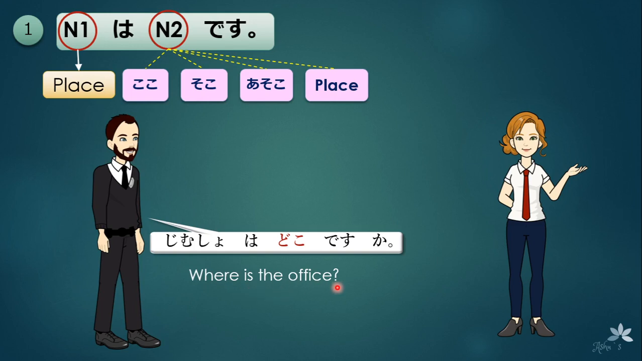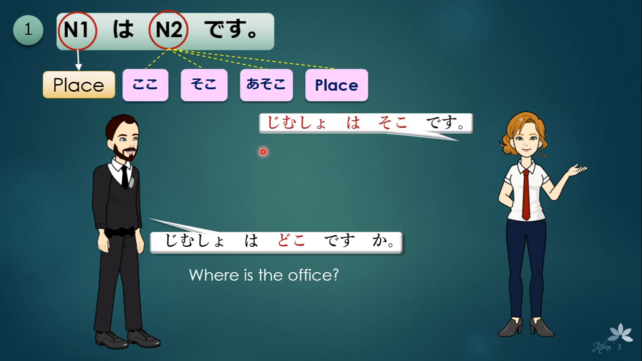She replies, Jimusho wa soko desu. Here we have used soko in place of N2. N1 is Jimusho and N2 is soko. So she's saying the office is there.